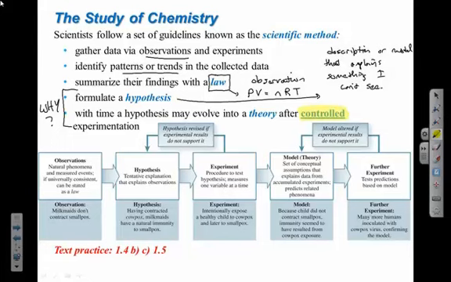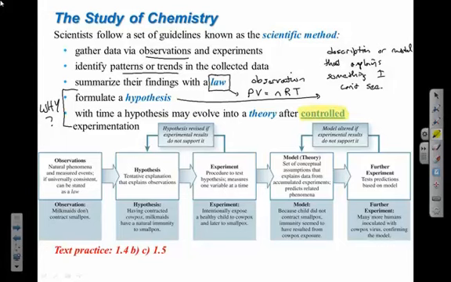Any questions about that? Yeah. What's the difference between law and theory? Are they the same thing? No, a law is an observation, something you can see or measure directly. So the ideal gas law, you can measure the behavior of a gas, you can measure its pressure directly. A theory is an explanation for that behavior that's backed up with lots of experimentation. Theory leads to law eventually.